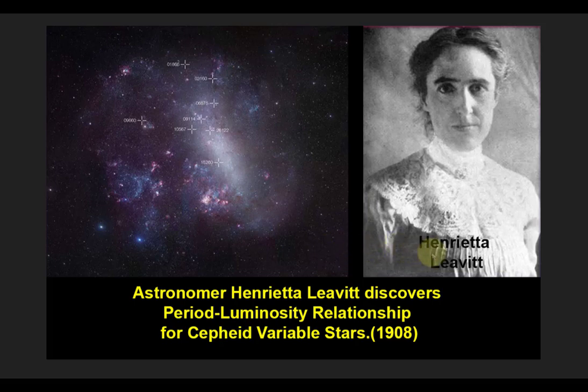This astronomer, Henrietta Leavitt, in 1908, discovered the period-luminosity relationship of Cepheid variables in the Large Magellanic Cloud. By looking at the Cepheid variables in the Large Magellanic Cloud and at their period of variability, she was able to figure out that there is a relationship between the luminosity, how much energy is coming out of these stars, and how long it takes them to change their light.